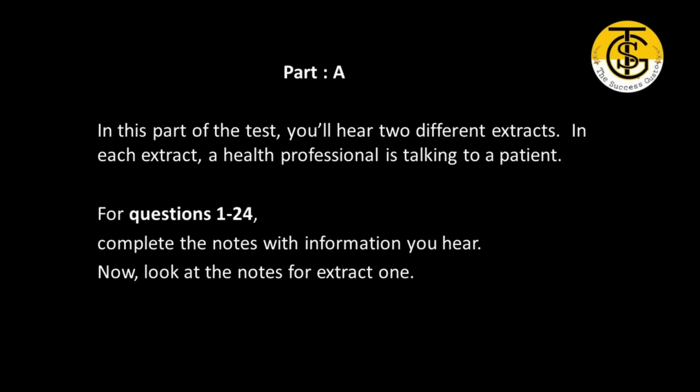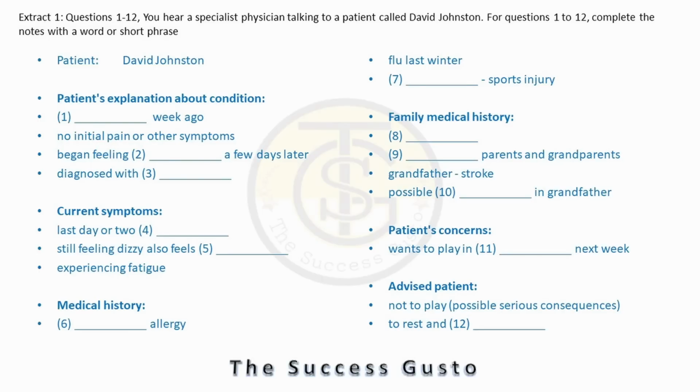Part A. In this part of the test, you'll hear 2 different extracts. In each extract, a health professional is talking to a patient. For questions 1 to 24, complete the notes with information you hear. Now look at the notes for extract 1. Listening Part A. You hear a specialist physician talking to a patient called David Johnstone. For questions 1 to 12, complete the notes with a word or short phrase. You now have 30 seconds to look at the notes.